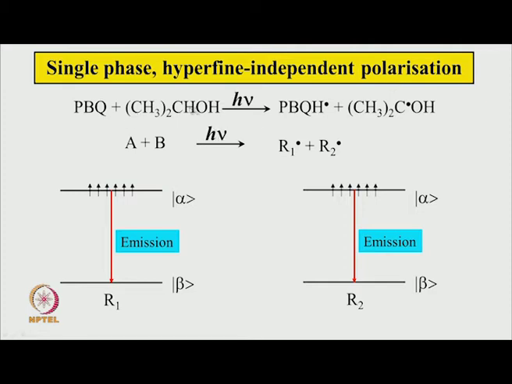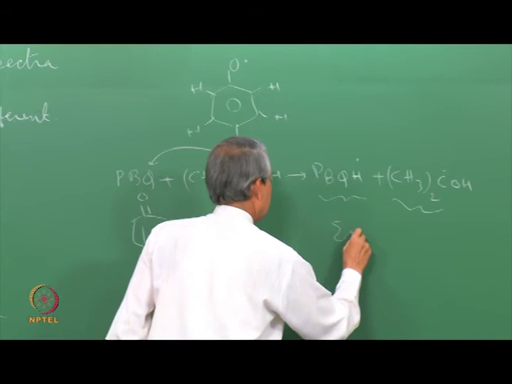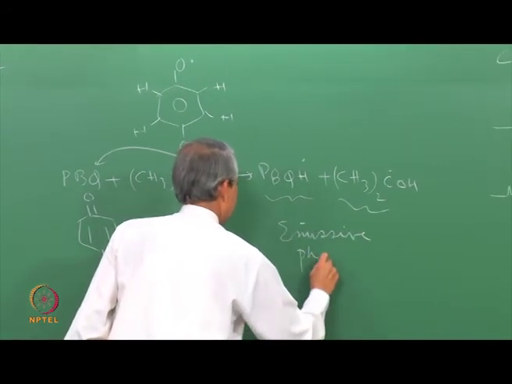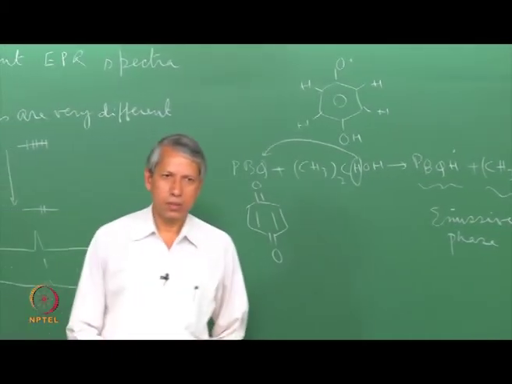Okay, let us first consider this mechanism, single phase hyperfine independent polarization, where the example was the parabenzoquinone reacting in isopropanol giving rise to these two radicals here. This gave an emissive spectrum, this also gave emissive, both are in emissive phase. This is single phase hyperfine independent polarization.